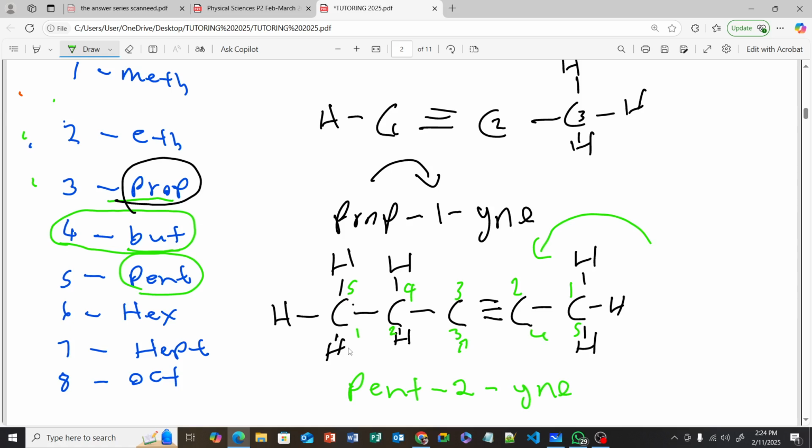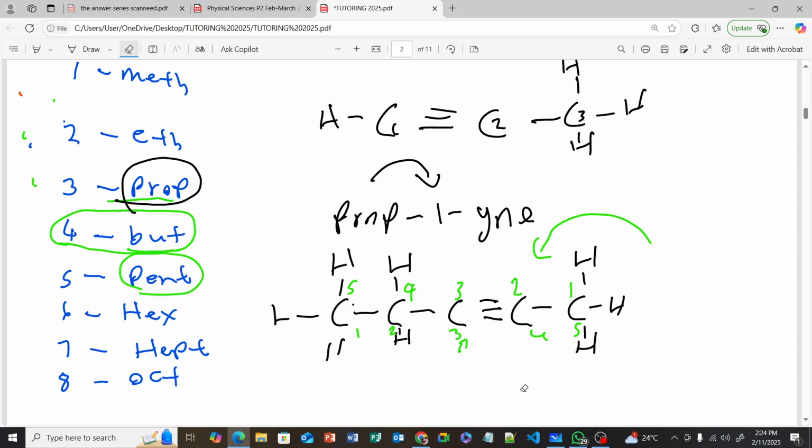Now we have something called the alkyl halides. We call them the branches. Okay, so what are the alkyl halides?